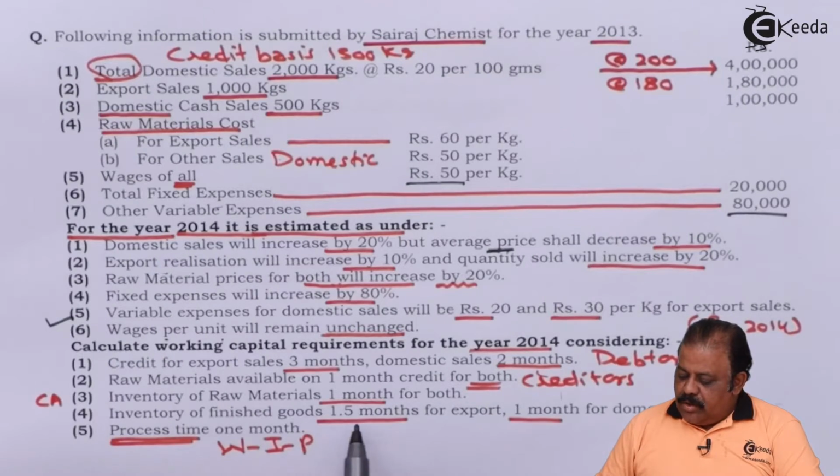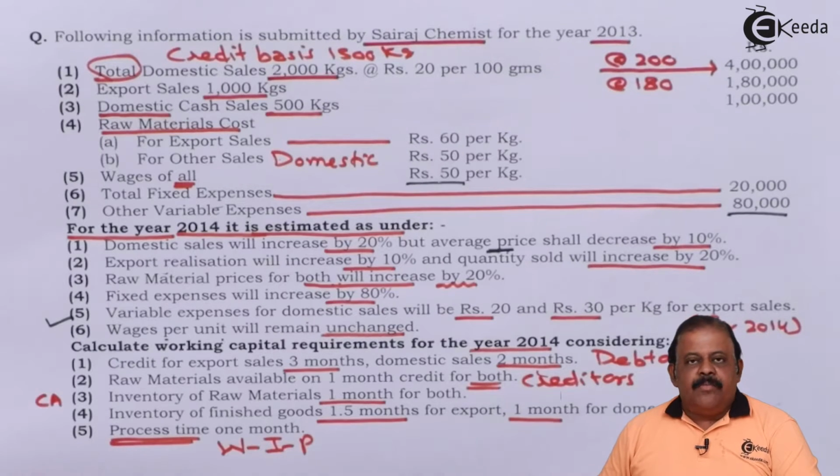Inventory of finished goods 1.5 months for export and 1 month for domestic.